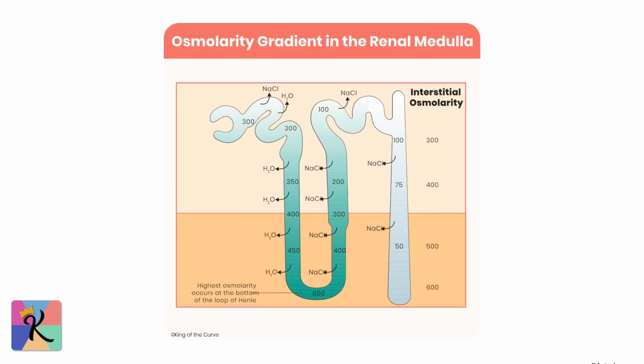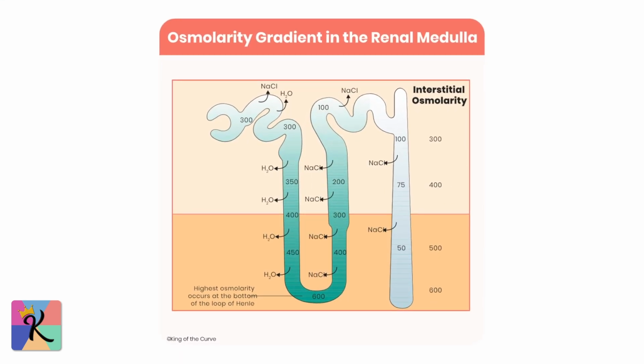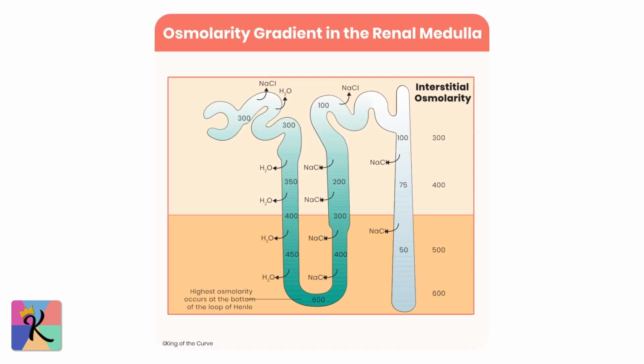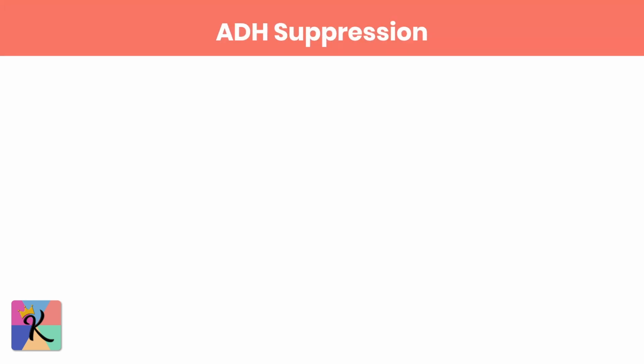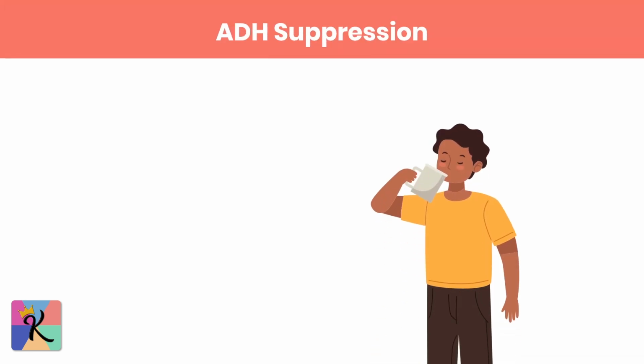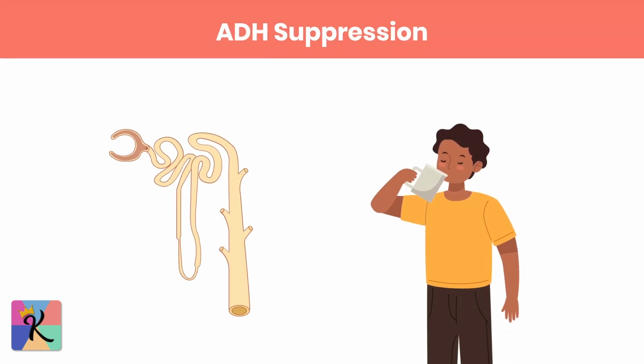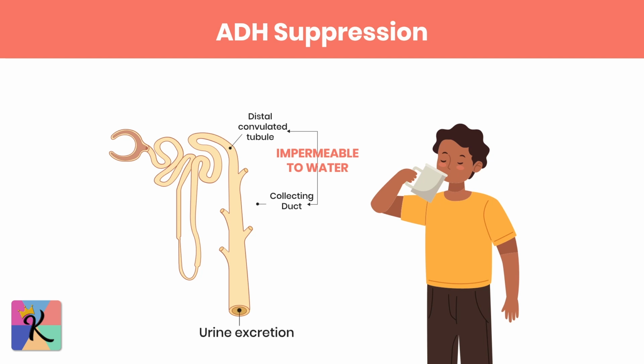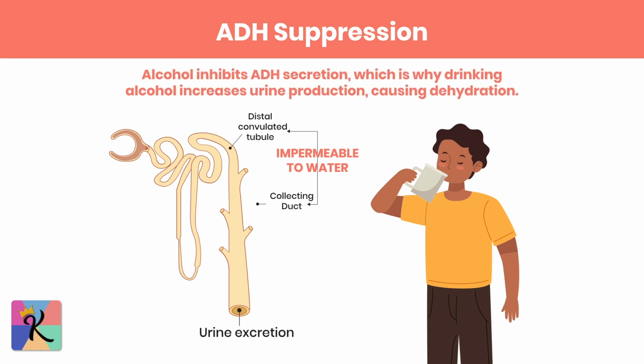This water movement is driven by the high osmolarity of the renal medulla, which pulls water out of the filtrate via osmosis. Now, let's consider what happens when you drink a lot of water. Here, ADH is not released. The collecting duct remains impermeable to water, so any water in the filtrate stays in the tubule and is excreted as dilute urine. Alcohol inhibits ADH secretion, which is why drinking alcohol increases urine production, causing dehydration.